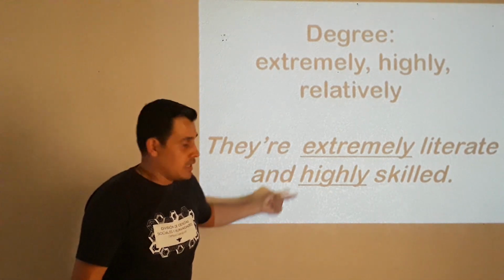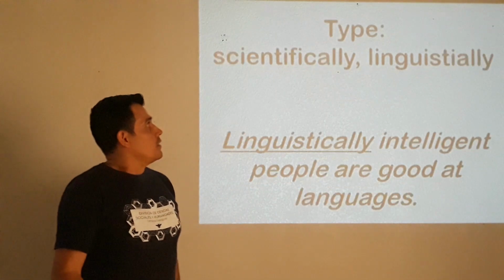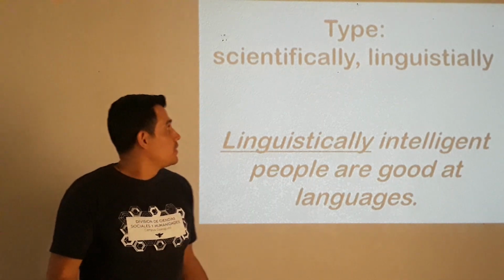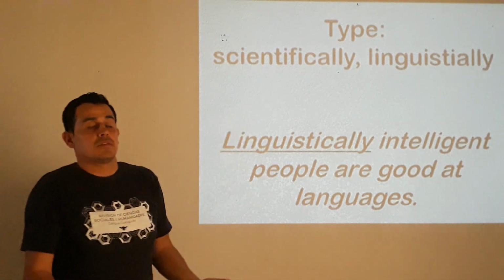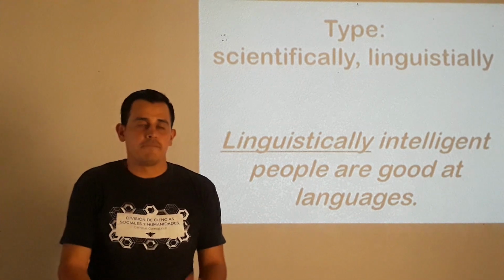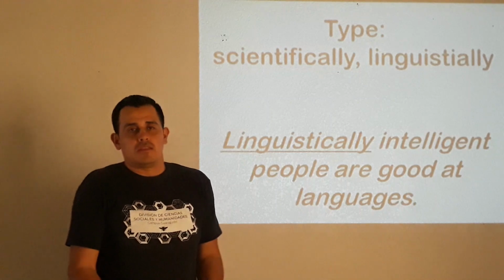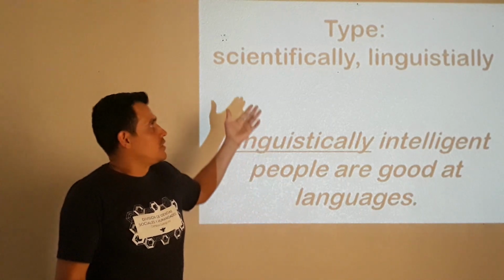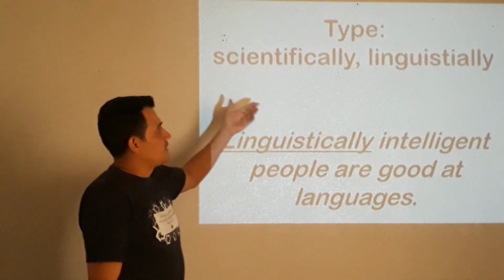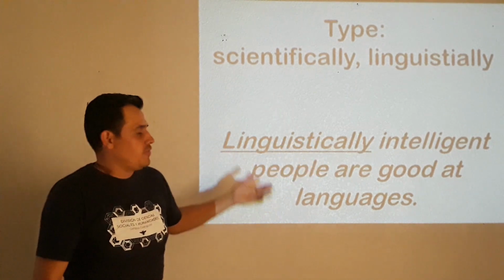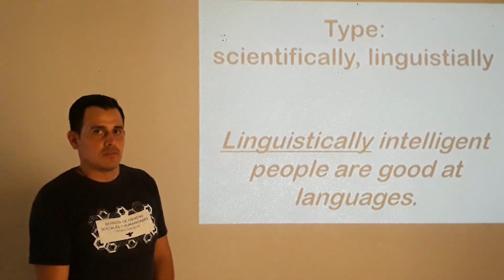They are extremely literate and highly skilled. Okay? Another idea is the idea of type, and you may find these two adverbs, but I mean, we all know that language is vast. These adverbs are just examples, okay? Don't believe that they are the only ones that you can use, okay? But this is just to say that you are introducing the idea of type, and you can say scientifically and linguistically, just to give you some examples. Linguistically, intelligent people are good at languages, okay?